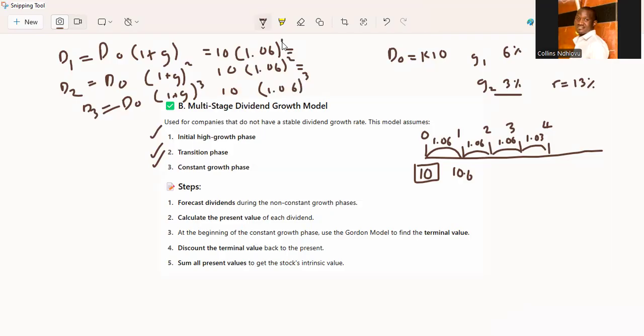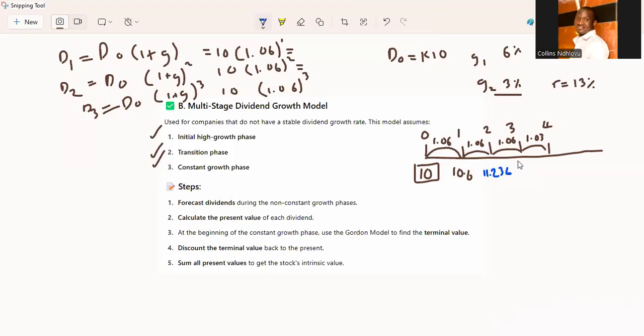Does anyone have a calculator? What is the growth for the first year? I've already calculated it for you, 10.6. How about for the second year? What are you finding? 11.236. Yes. And this one? So you multiply 11.236 by 1.06, and we get 11.91016.